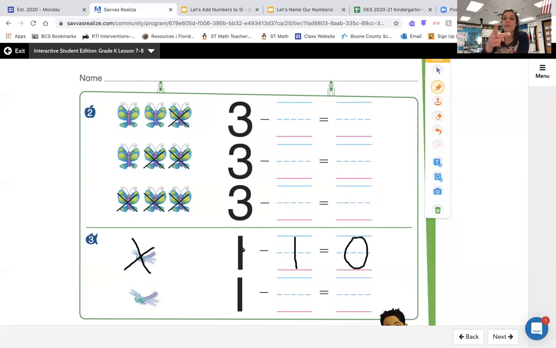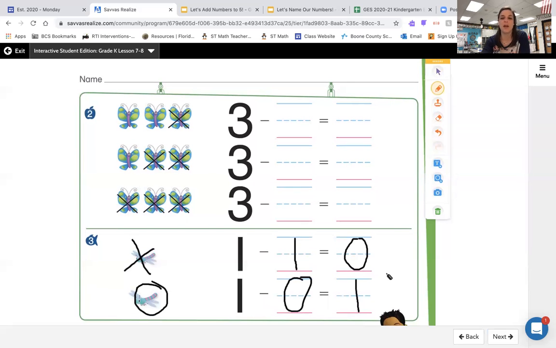Now, we're going to flip-flop it. So this time, I'm not going to put an X on the dragonfly, but I do have 1 little dragonfly left over. So if I have 1 and I don't take any dragonflies away, so I'm going to put 0 on my next line, how many do I have left? 1 left over. Okay? Another number pattern practice.